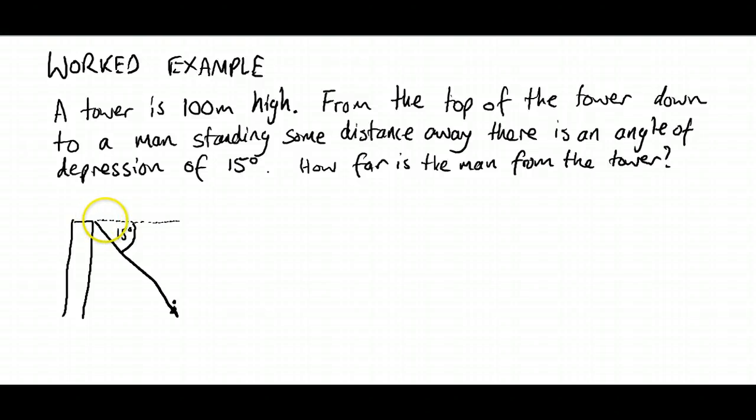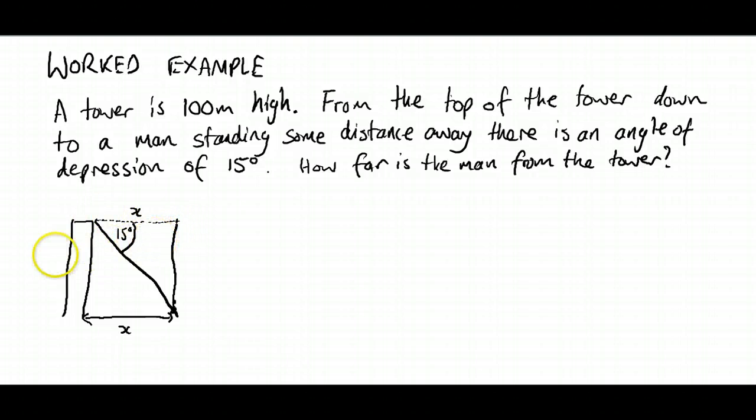From this horizontal line down, it's an angle of depression, so we've got to go down from that horizontal. It's an angle of 15 degrees, we're told. So we've sketched the rough diagram of the situation. How far is the man away? Okay, so how far is that distance there, x? Well, that's going to be exactly the same distance as this distance up here, x.